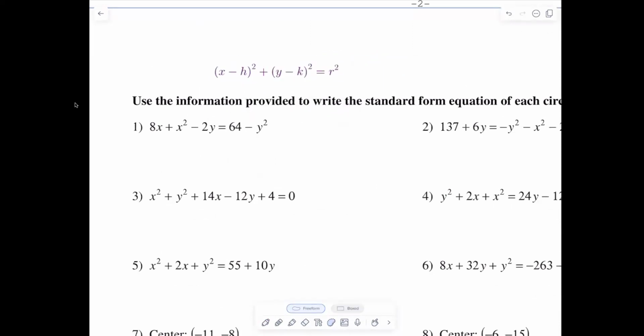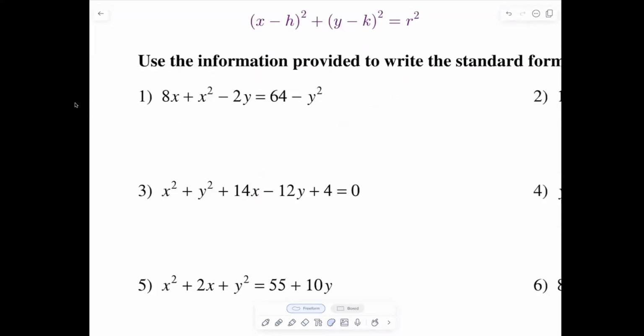All right, I'll give you one more shot for number one, and then I'll go down and show you some other things. So here we go. Putting the x's and y's together, do we agree? For this, I'm going to write x squared plus 8x, leave a space, plus y squared minus 2y, leave a space, equals 64. Does everybody agree with that?